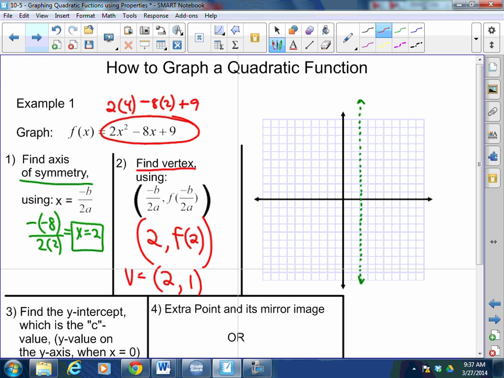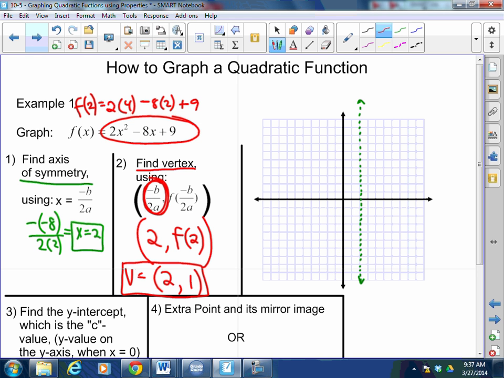Correct? 8 minus 16 is negative 8. Negative 8 plus 9 is 1. Does that make sense, guys? I used the value of my negative b over 2a, and I plugged it in. I found f of my b over 2a, which in this case was 2.